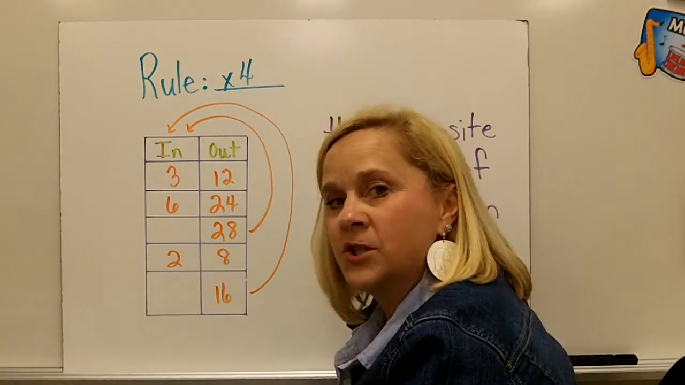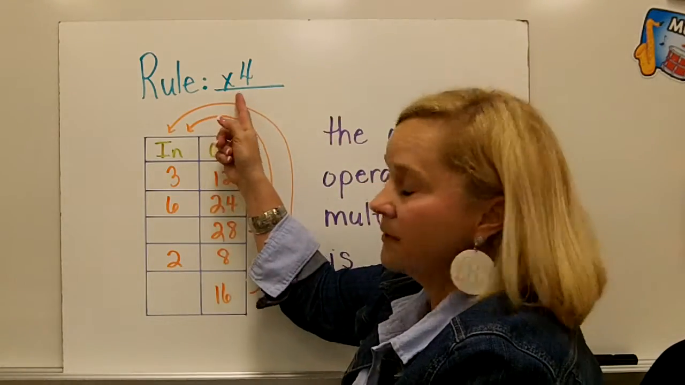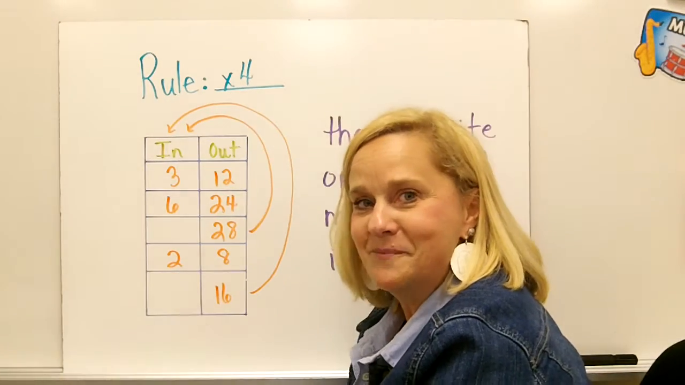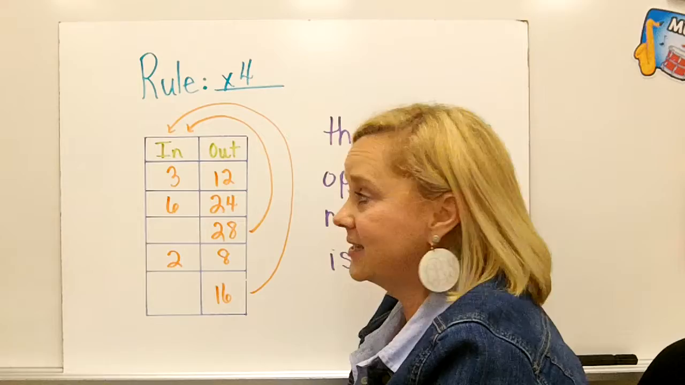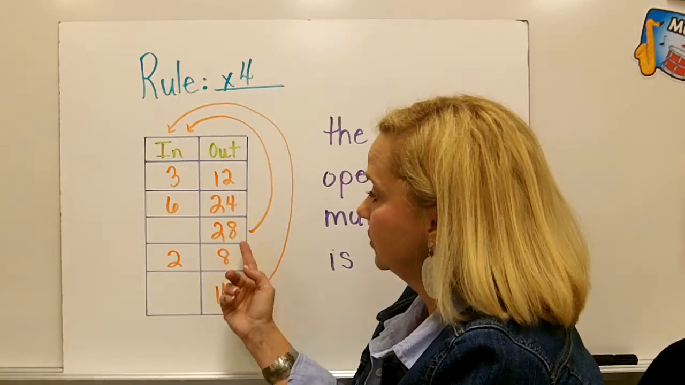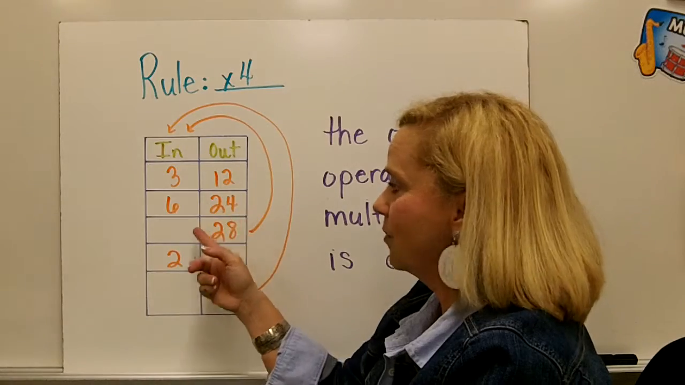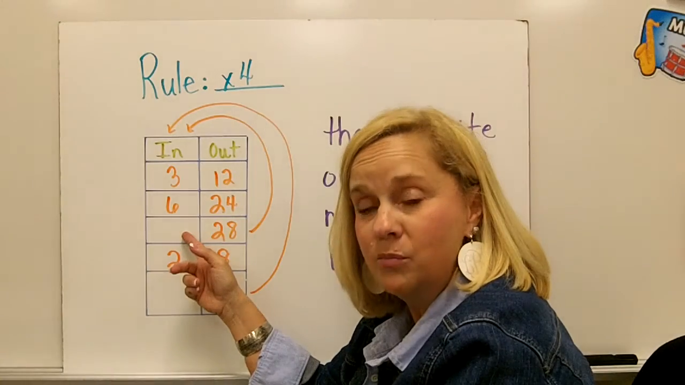All right, let's do that one more time. But notice now that I'm multiplying times 4. That's what my rule is. Some of my input numbers I already have listed. And I have their answer here. 3 times 4 is 12. 6 times 4 is 24. But, ooh, missing my input number.